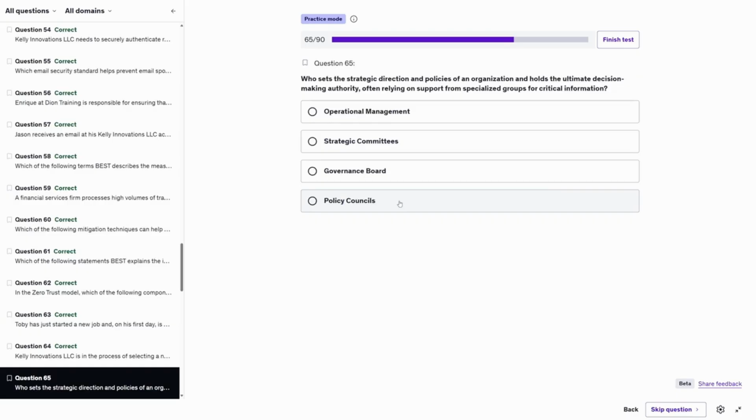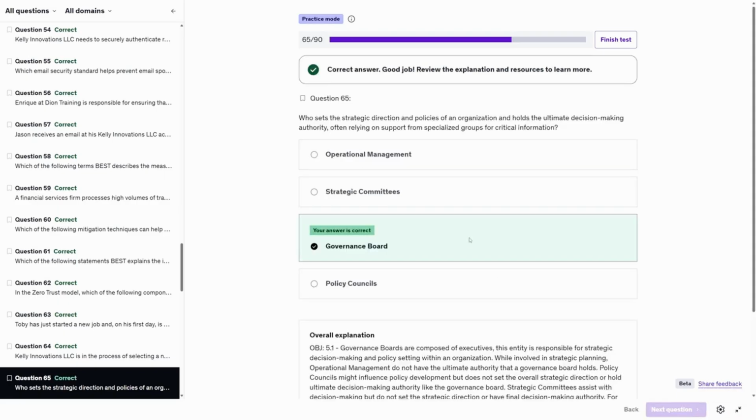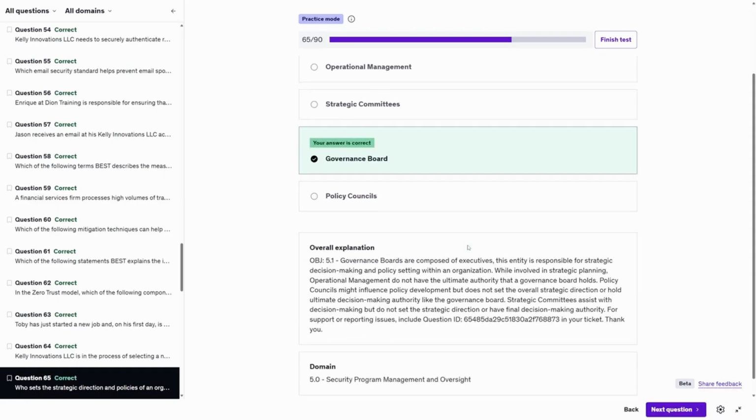Who sets the strategic direction and policies of an organization and holds the ultimate decision-making authority, often relying on support from specialized groups for critical information? This is similar to a question that we answered earlier. The correct answer would be governance board. Governance boards are composed of executives. This entity is responsible for strategic decision-making and policy setting within an organization. I'll leave up the other incorrect answers for a few seconds.